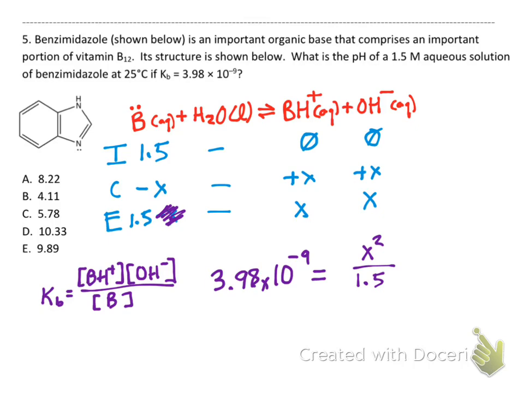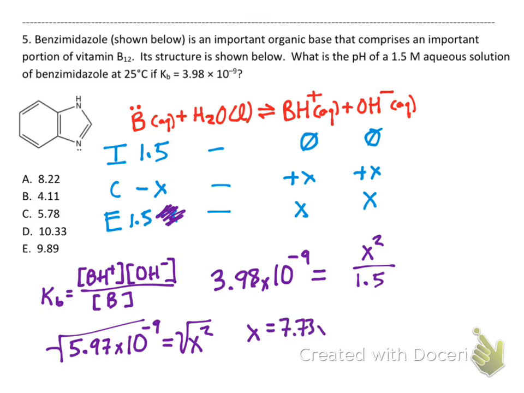So we'll multiply the 1.5 through. We'll get 5.97 times 10 to the negative 9th is equal to x squared. And then we'll take some square roots. And we'll get x is equal to 7.73 times 10 to the negative 5th. Now, always remember to check, what are we solving for here? What is x the concentration of? X is the concentration of hydroxide, right? So if we take the negative log, we're getting the pOH of the solution. So when we take the negative log of 7.73 times 10 to the negative 5th, that's the pOH.